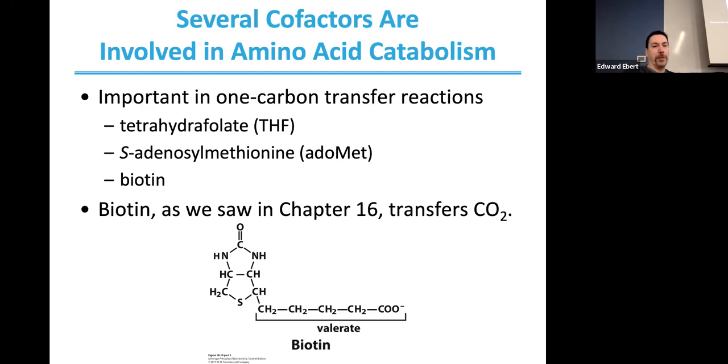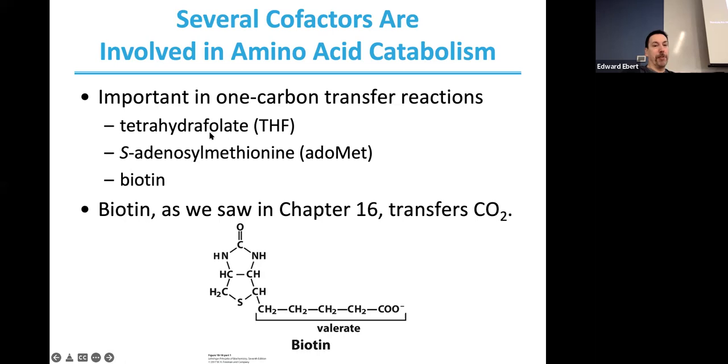And we talked about transaminases. We see that glutamate and glutamine in particular play roles as temporary nitrogen storage within the body until you can make urea. Carbamoyl phosphate synthetase 1 is probably our key enzyme for the urea cycle because it initiates the reaction in there. But there are also a ton of cofactors.